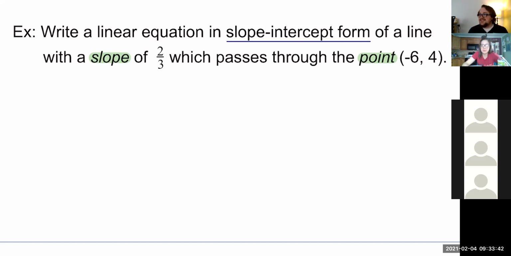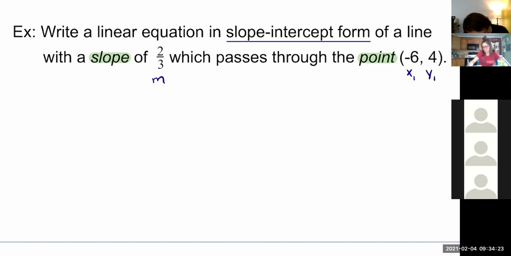But before I even jump into that, I'm a big fan of labeling my pieces before I try to use them. I want to know where they're going, and I want to make sure I don't accidentally mix and match them. So the slope is always denoted by m. And our point, like I said earlier, gives us both an x coordinate and a y coordinate. That's going to be my x1 and my y1. Kind of similar to yesterday when we were using the slope formula to calculate the slope.